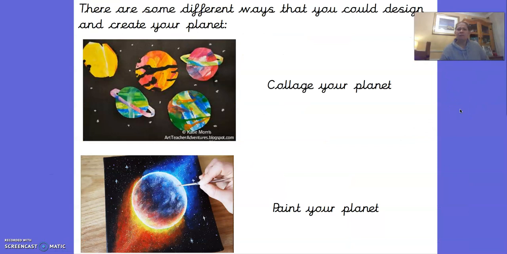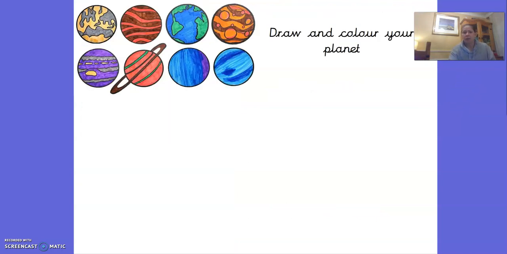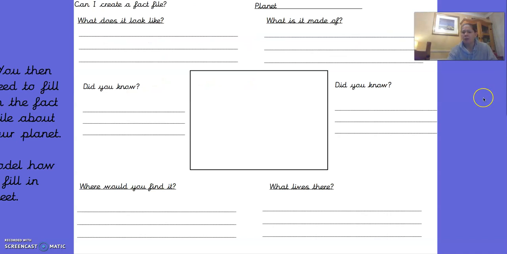Okay. So here are some different ways that you could design and create your planet. You might want to collage your planet, paint your planet. You might want to draw and colour your planet. Have a think though, don't just do any colour. If you are doing a certain colour when you're doing your planet, why is it that colour? Is it orange because of the fire and the lava, or is it white because of the ice? Think what special things will be on your planet. Because what you're going to do after you have created your planet is you are going to be thinking about making your own fact file.